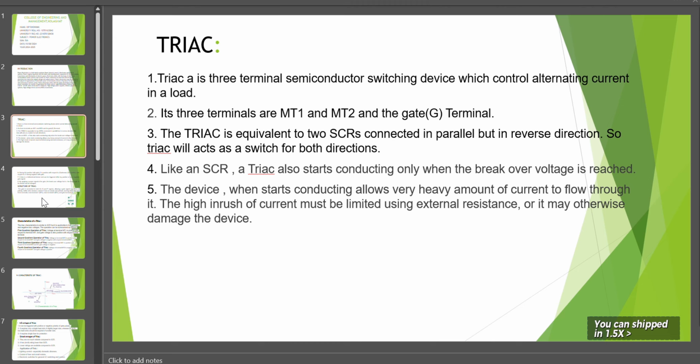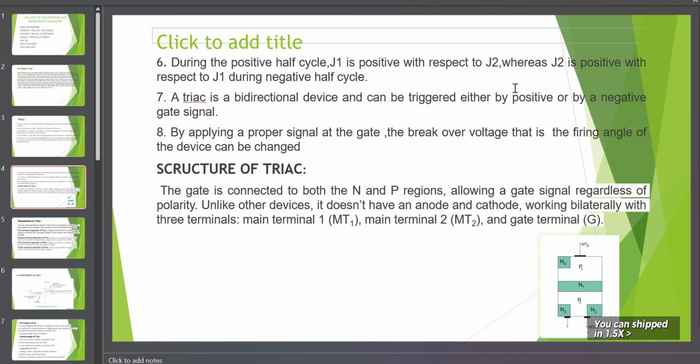Sixth, during the positive half cycle G1 is positive with respect to J2, where J2 is positive with respect to G1 during the negative half cycle. Okay, seven, a triac is a bidirectional device, মানে দুই দিকে কাজ করতে পারে, and can be triggered either by a positive or by a negative gate signal. Okay, eight, by applying a proper signal at the gate, মানে গেটে প্রপার সিগন্যাল অ্যাপ্লাই করলে, the breakover voltage, that is the firing angle, আমরা জানি, of the device can be changed.